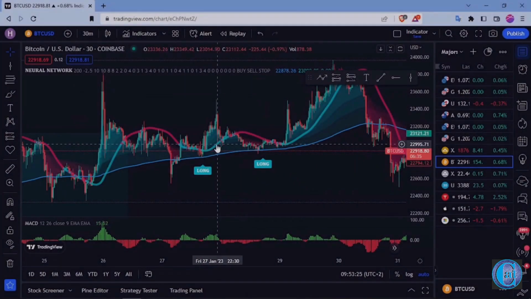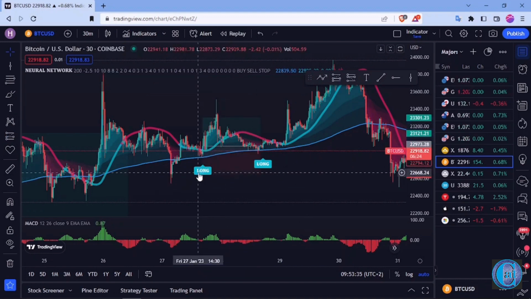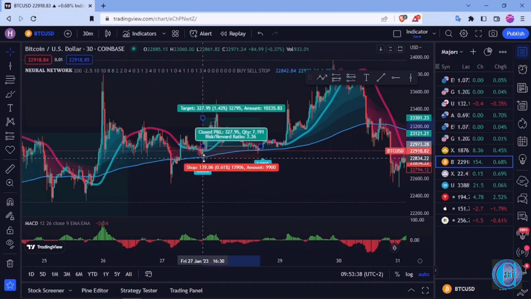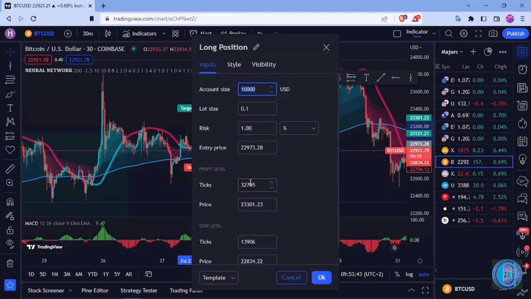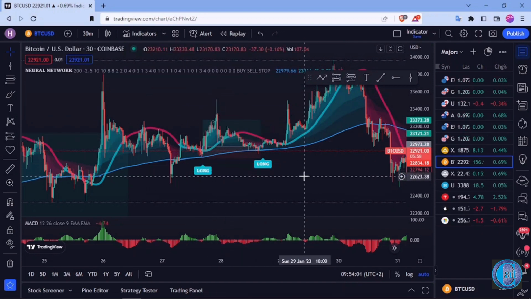It is important to note that the same strategy and indicator can be used for trading any instrument in TradingView. Let's take a look at an example for Bitcoin or BTC USD. The same rules apply. The indicator shows blue above the price, which means we are only taking long signals. We place our stop loss below the 200 EMA and aim for a take profit that is double the size of our stop loss.